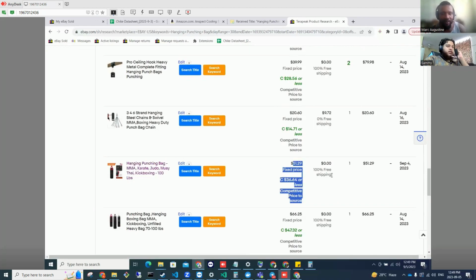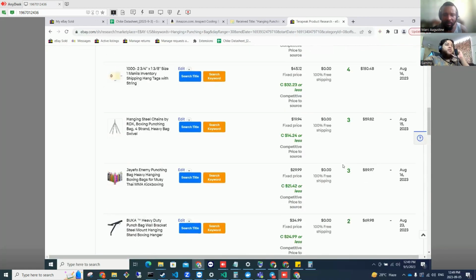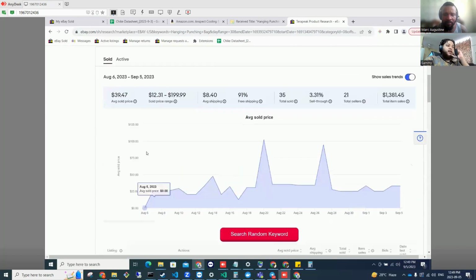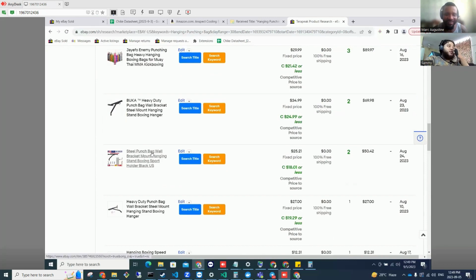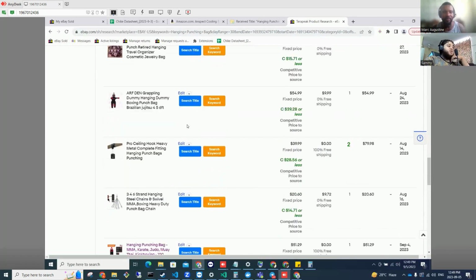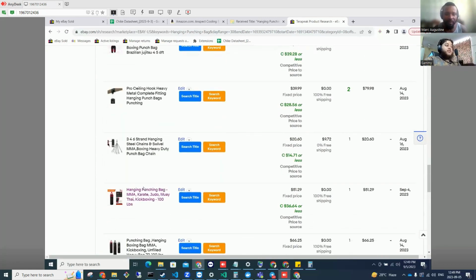So this one is going. You can see that we sold it here as well. So you can see that we're adding to this data. You know what I mean? Because we're part of this search query for the term hanging punching bag, we added to this, right? We are selling at 50.